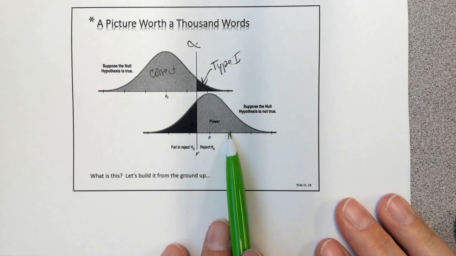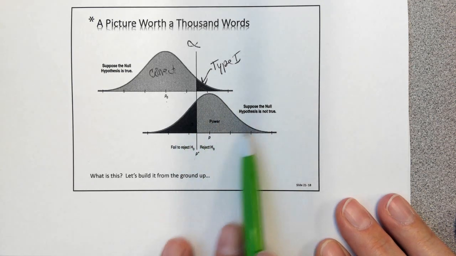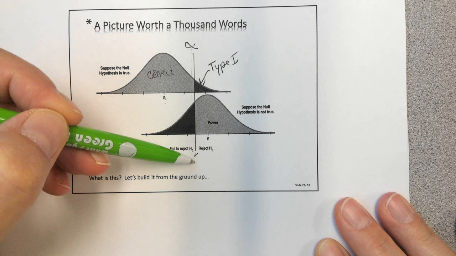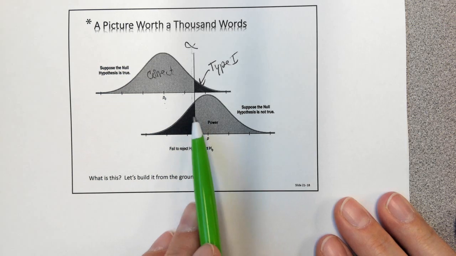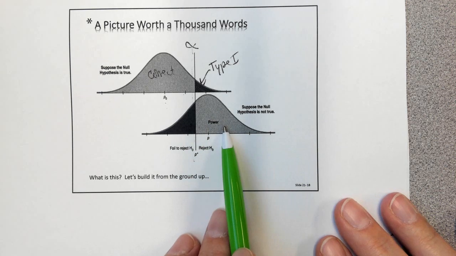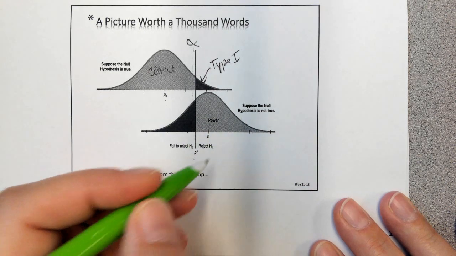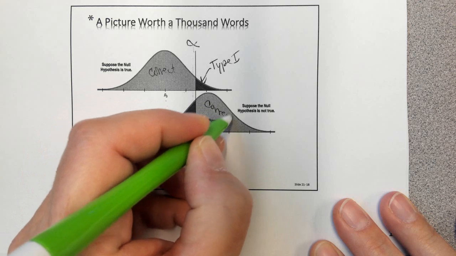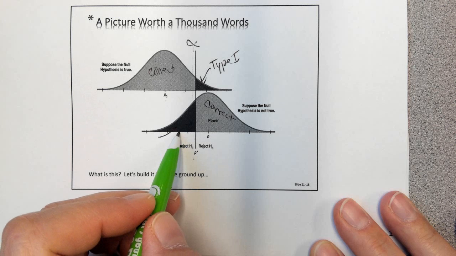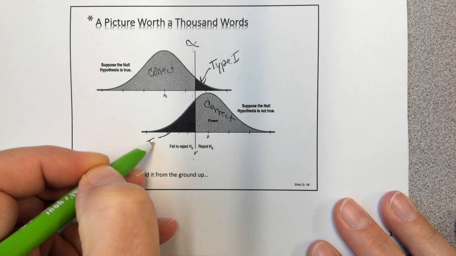On the other hand, if the null hypothesis is not true, so this is the lower graph, and this is still our alpha level, if we got a sample above that cut line, then we would reject. That's a correct decision. If it's not true and we reject, that's power. And then down here in this dark space, we would fail to reject the null. But if the null is not true, that's a mistake. That's the type 2 error.